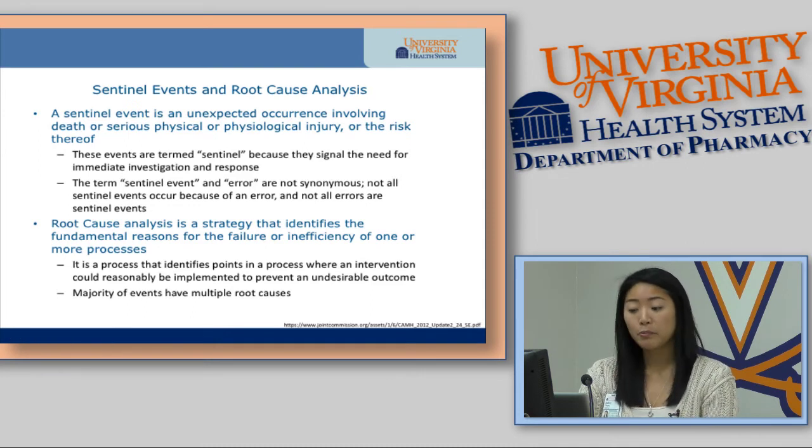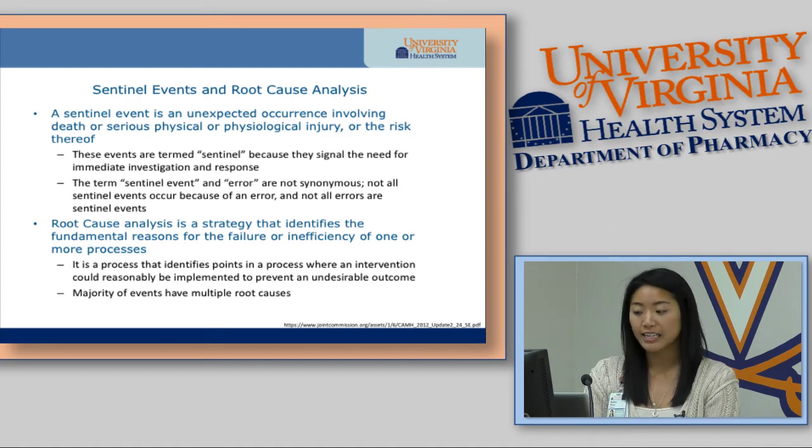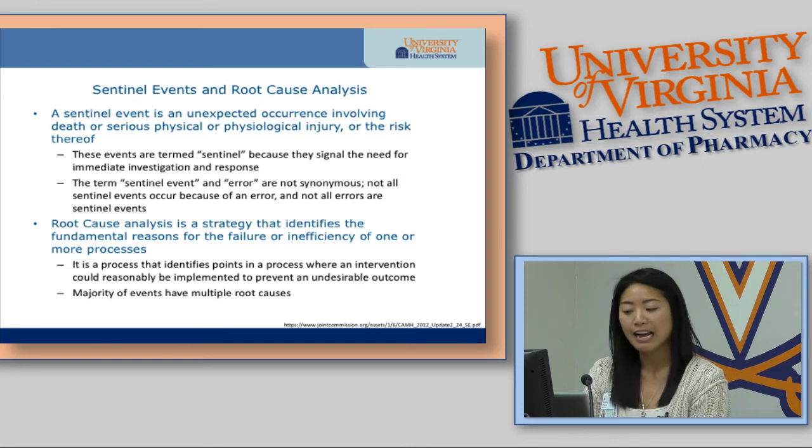When you identify that a sentinel event has occurred, one way to tackle it is something called root cause analysis. This is a strategy that identifies the fundamental reasons for the failure or the inefficiency of one or more processes within a system. It focuses on systems and processes that are already in place, not an individual or their performance. It's a process to identify a point where an intervention could reasonably be implemented to prevent an undesirable outcome in the future. This analysis is meant for you to dig deeper by repeatedly asking why. Why did this happen? Why did that happen?